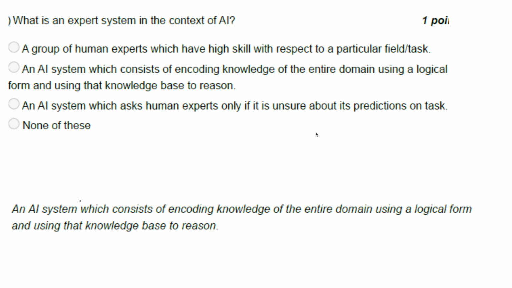Here the more appropriate one is the second definition: an AI system which consists of encoding knowledge of the entire domain using a logical form and using that knowledge base to reason. So here the AI definition is to encode the information you have and use that information to reason. Reason means, given a scenario, if someone asks what to do, whatever information you had, you first encode it in logical form, and process that against the database, or knowledge base, given the inference constraint, and see whether these two contradict each other or satisfy each other. If they satisfy, you can answer accordingly.